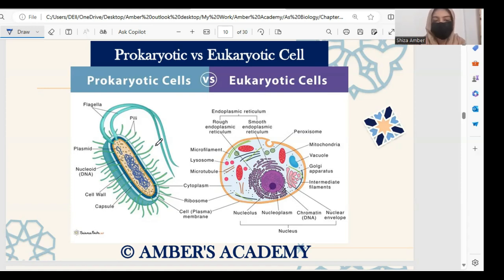Okay, no problem. So pili provide attachment to a eukaryotic cell, in order for bacteria to spread the infection from a prokaryotic cell to a eukaryotic cell.